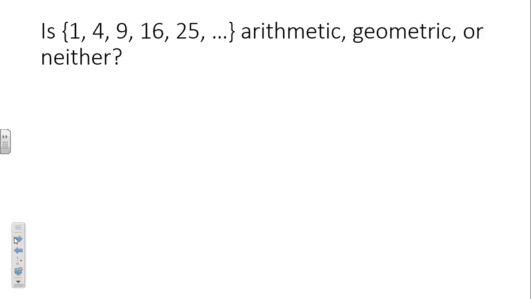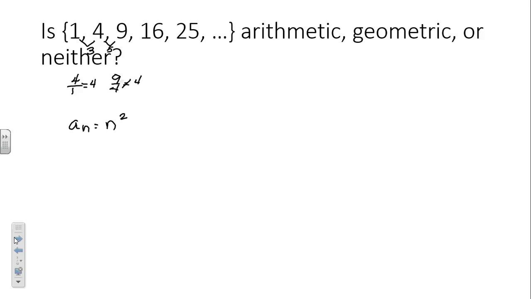Arithmetic, geometric, or neither? Neither. Why, Caleb? So the differences are 3 and 5, so it's not arithmetic. And when we divide 4 by 1, we get 4. And 9 by 4, we don't get 4, right? So it's neither arithmetic nor geometric. Can anyone figure out what the pattern is for that one, though? Number squared. A sub n is number squared.